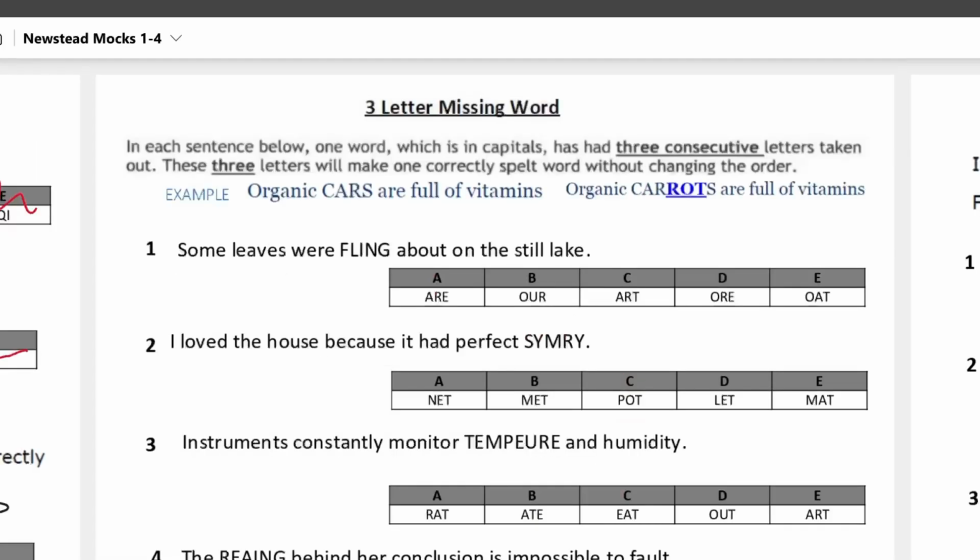Question number 1. Some leaves were floating about on the lake. We get E. Question 2. I love the way the house had perfect symmetry. It has to be an extra M over here. Symmetry, if you can imagine that. So that means doing B.